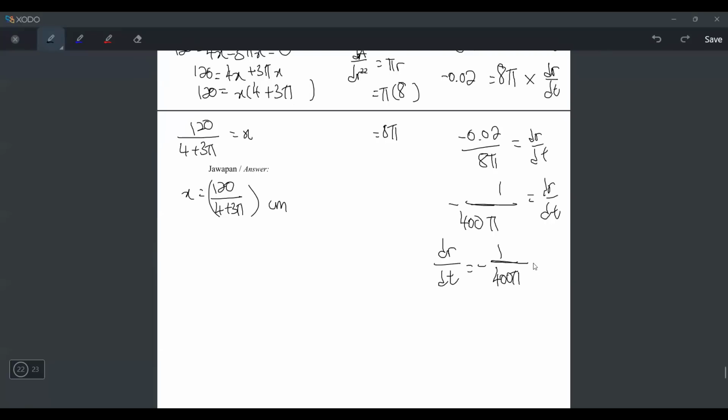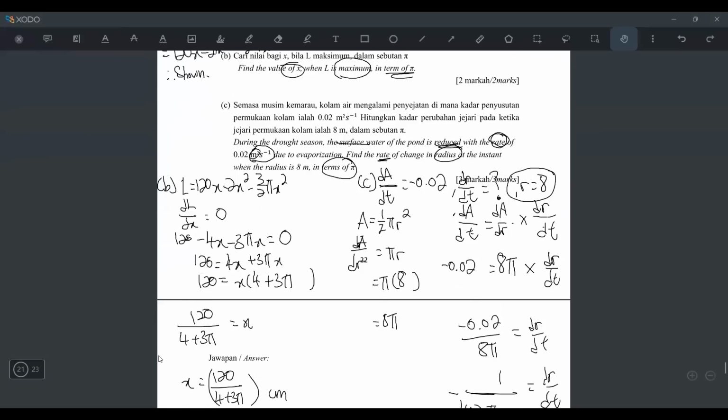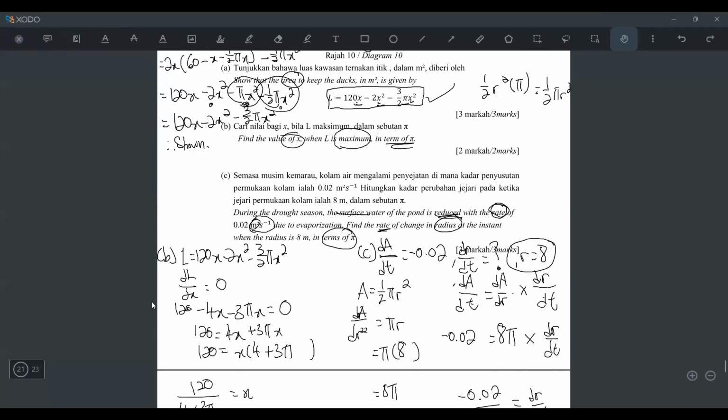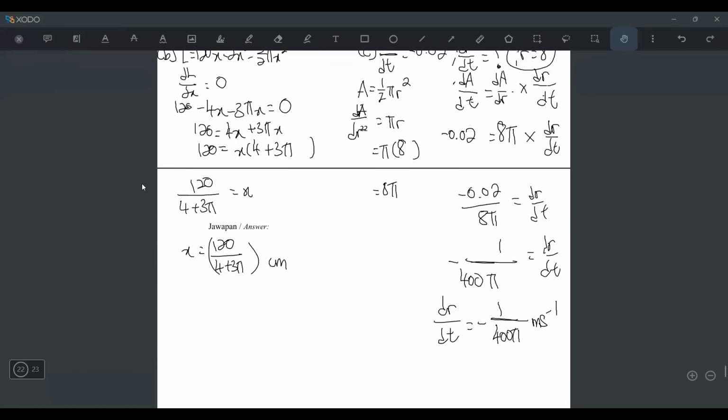The unit will be for radius. So radius is in meter, time is in second. Because I remember they use meter, they never use centimeter, right? So radius is meter. Okay, so that's the answer. All right. That's all. Bye bye.